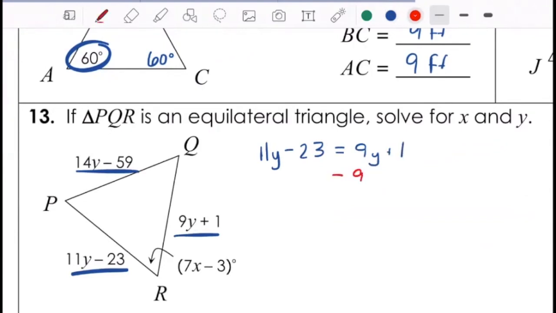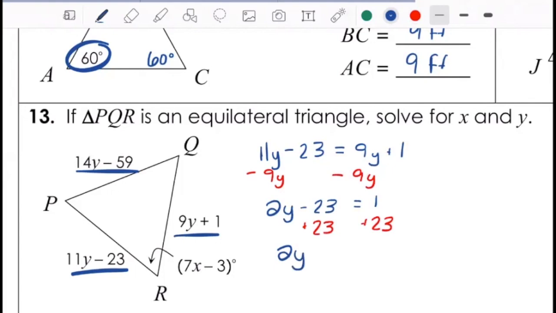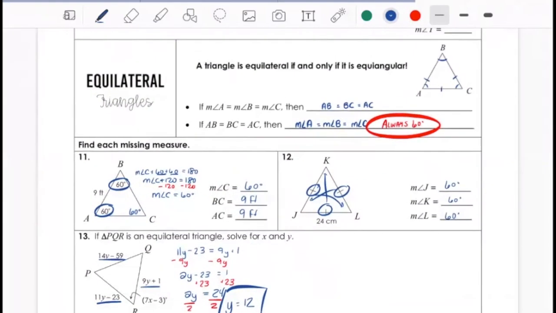Solve for y. Subtract 9y on both sides. 2y minus 23 equals 1. Add 23 to both sides. 2y equals 24. Divide both sides by 2. Y is 12. Sweet, that's y.